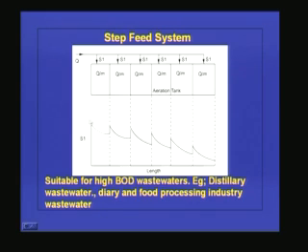So if you go for a conventional aeration tank or conventional activated sludge process, you will not be able to achieve this much BOD reduction. So this type of system is suitable for high BOD wastewaters, for example, distillery wastewater, dairy and food processing industry wastewater. There the oxygen requirement will be so high that whatever aerators we are providing will not be able to supply the oxygen required at the entrance of the system, or the influent chamber of the system.